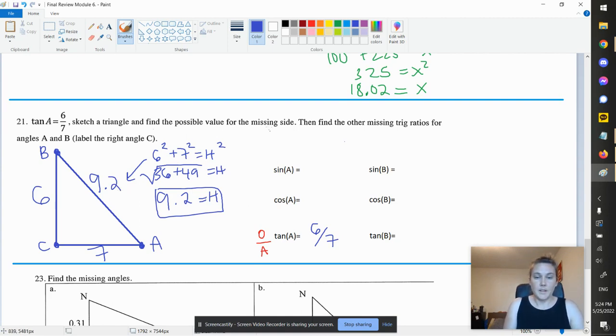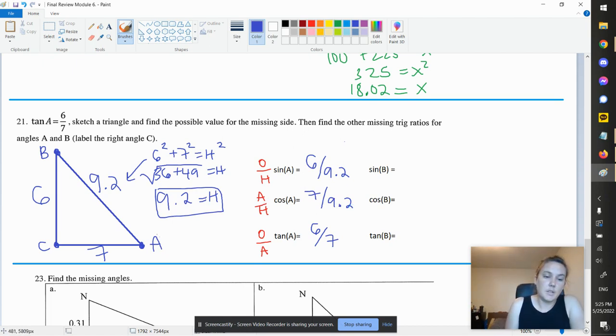Cool. The sine of A. The sine is opposite over hypotenuse. So the sine here is 6 over 9.2. The cosine is adjacent over hypotenuse. So the cosine is 7 over 9.2.